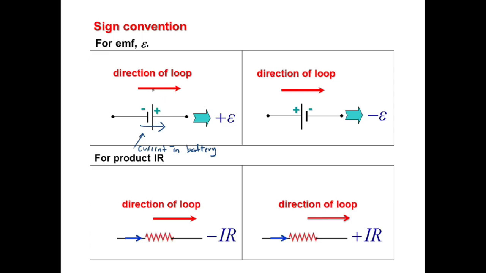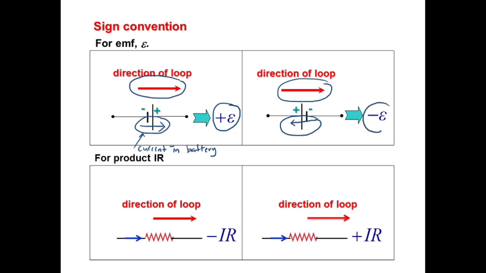If the direction of the loop is equal to the direction of current in the battery, we should label the EMF as positive. But if the current in the battery opposes the direction of the loop, for example, the direction of the loop is toward the right and the direction of current in the battery is toward the left, our EMF will be negative.